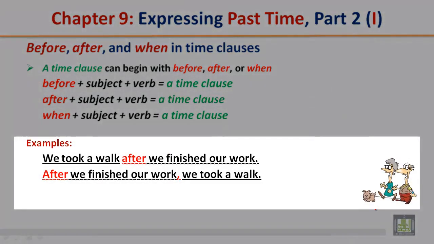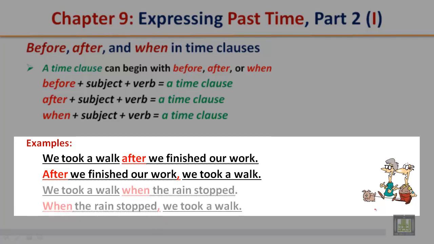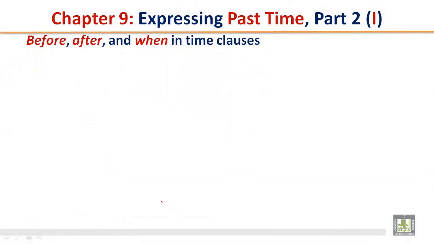We took a walk after we finished our work. After we finished our work, comma, we took a walk. We took a walk when the rain stopped. When the rain stopped, we took a walk. In these examples, the time clause goes in the beginning, and the main clause is at the end. Please use a comma to separate the ideas when the time clause is in the beginning of the sentence.